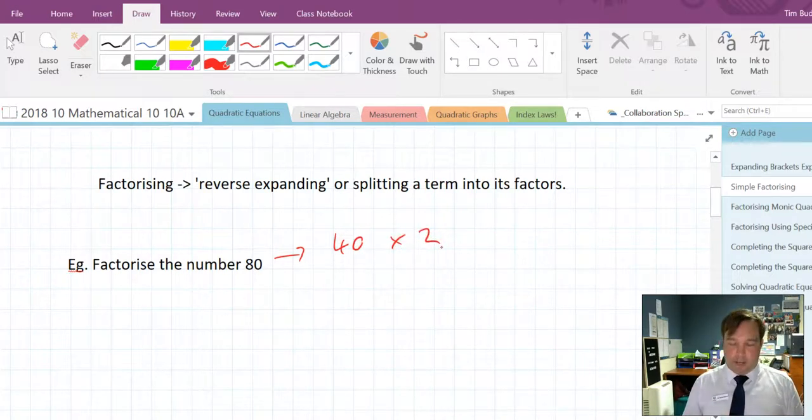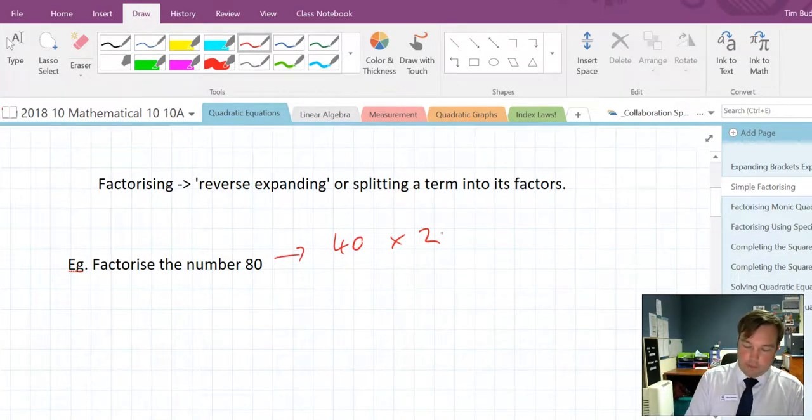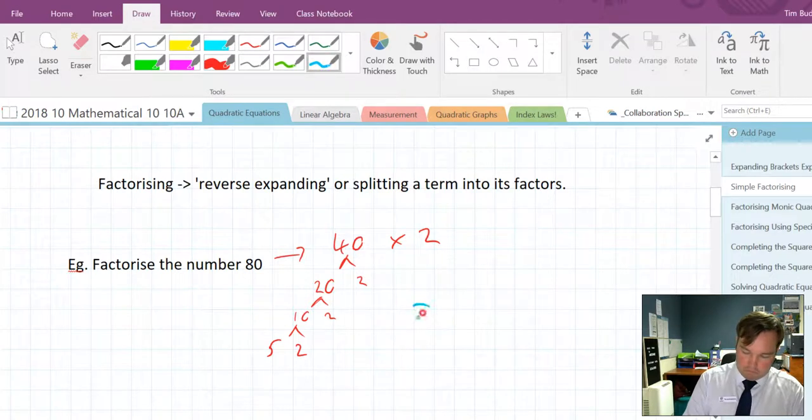If we want to factor 80 into its prime factors, we have to go a little further. We have to reduce it to all of its primes. So we would say, well, 2 is prime, but we can split 40 into 20 and 2. And we can split 20 into 10 and 2, and 10 into 5 and 2. So the prime factors of 80, if you're interested, is 5 times 2 to the 1, 2, 3, 4.